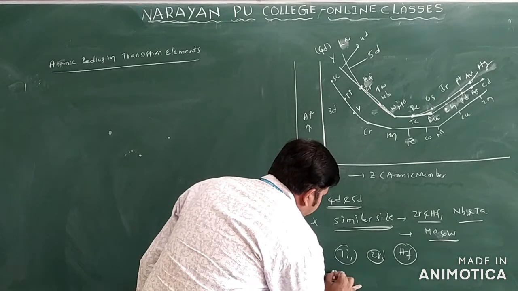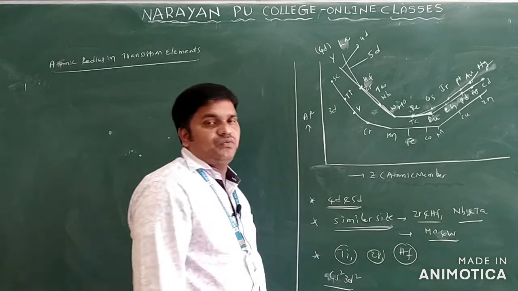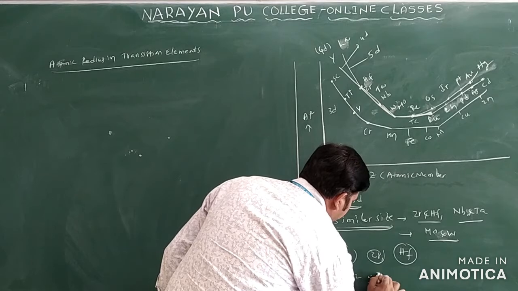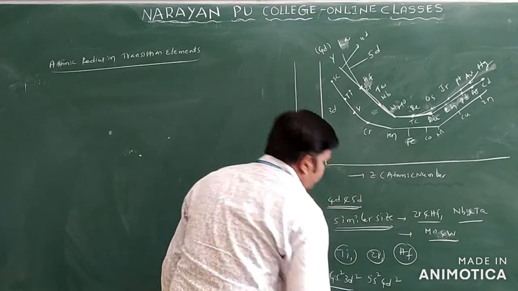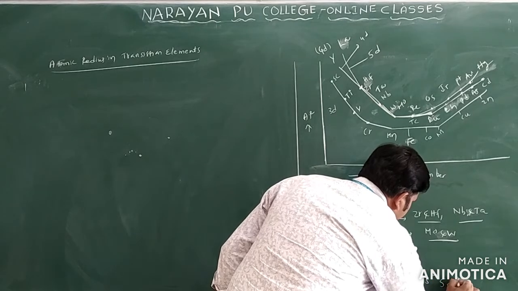Argon, or you can take here 4s2 and 3d2, you will get one. 4s2 and 3d2 only. Then here, what will you get? 5s2 and 4d2 only. Then here you will get 6s2, 5d2 only.